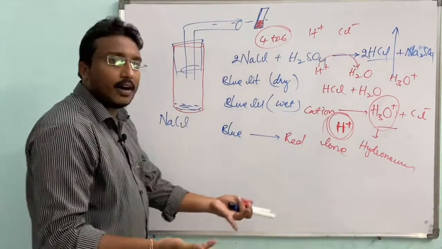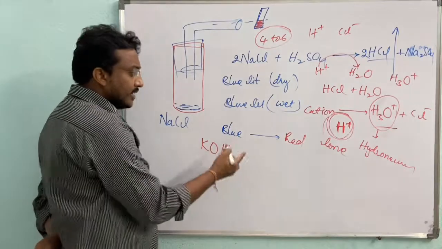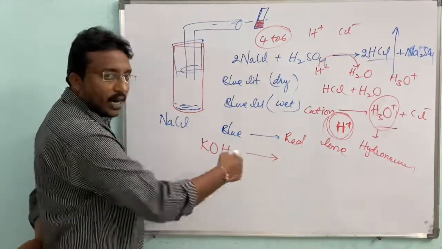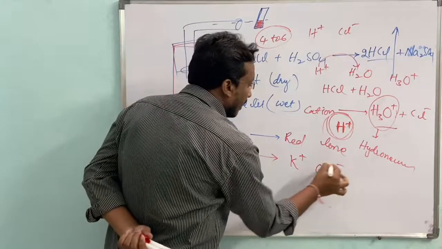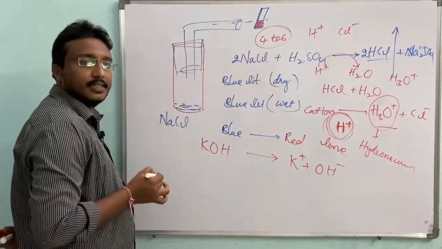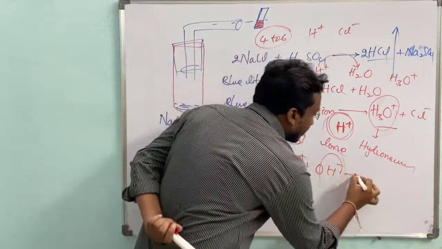Then in the case of bases, we learn that KOH, when it reacts with water, gives K plus and OH minus anions. This is called hydroxide.